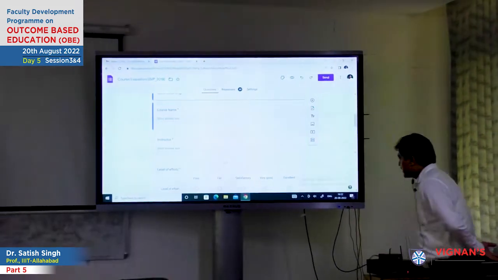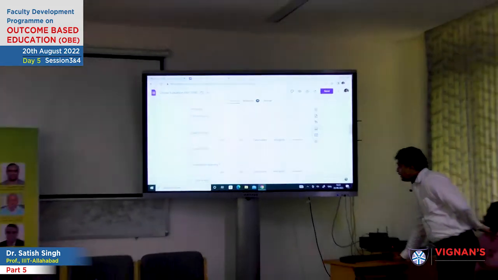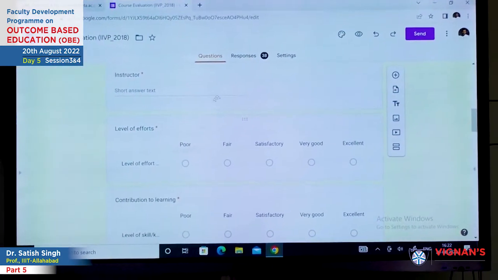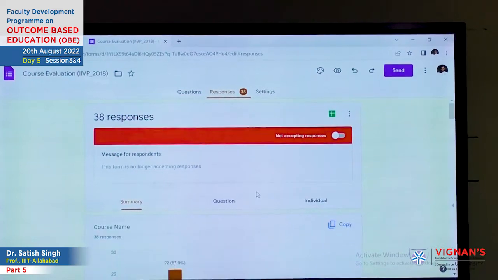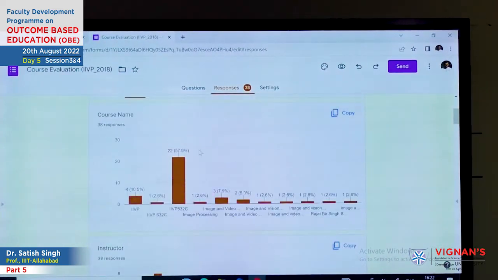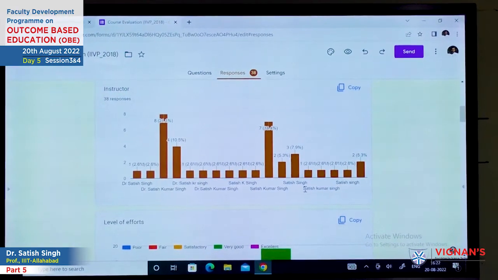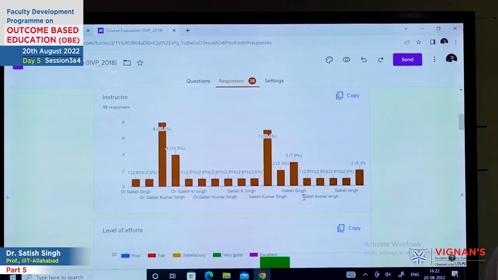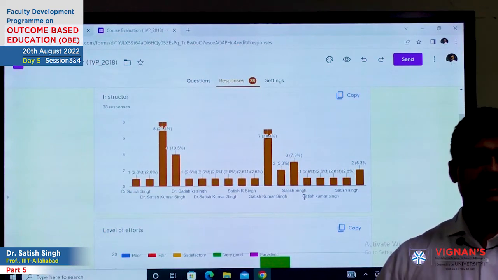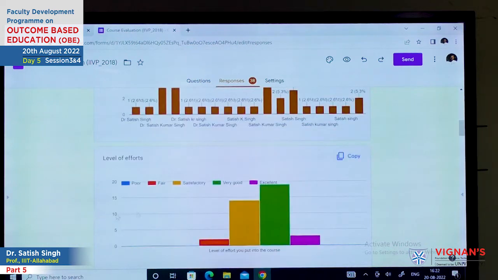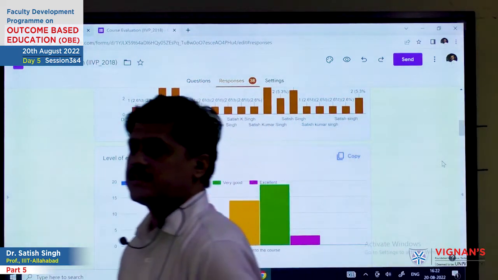Then the instructor. Level of efforts. Here it will be more visible because something is expunged. So you can find from the response sheet the course name and the instructor. From here you can know how many names the instructor is having. Dr. Satish Singh, Satish Kumar, and so many things. So this way you can find. And then level of efforts. The first question is the level of efforts put by the student.